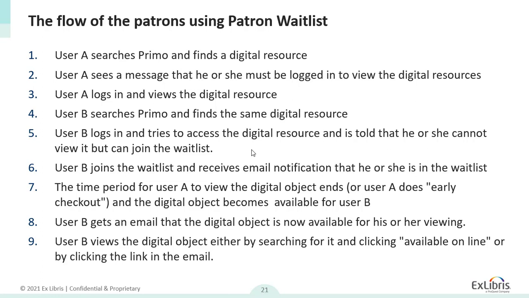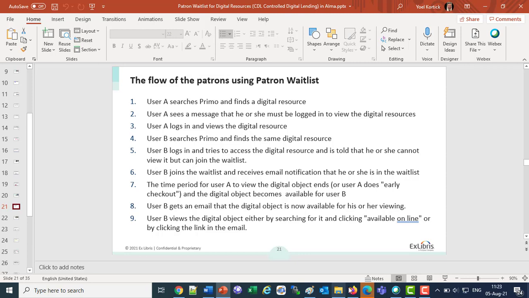User B will get an email that she has successfully joined the waitlist. Then the time period for user A will end, or user A will do early checkout. We'll see what that is. User B will get an email that the digital object is available, and then user B will view the digital object. And let's go do that live.